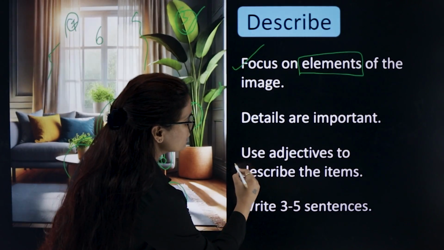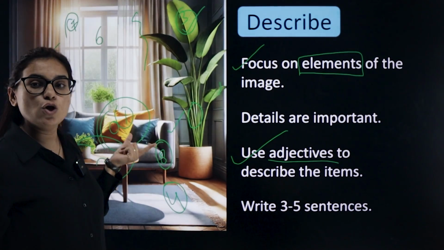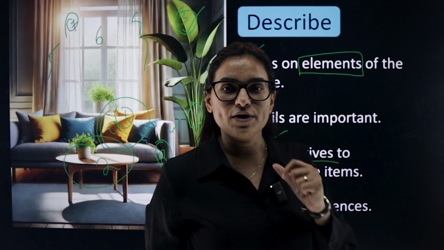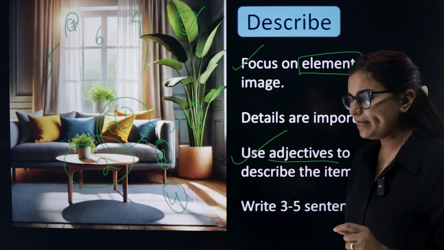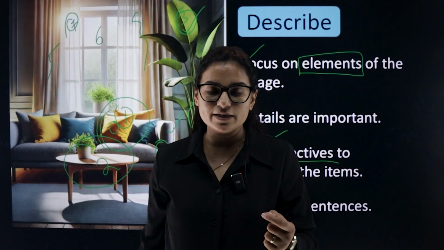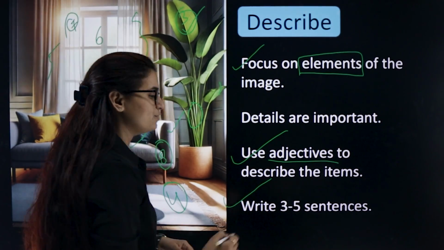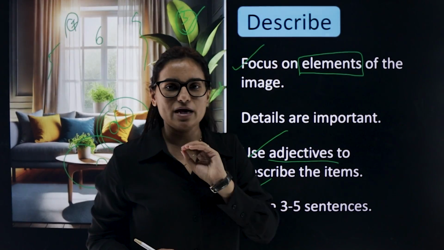Third thing, use adjectives to describe the items. Bright yellow sofa covers. So when I say bright, that becomes an adjective. It's really important that we give a lot of adjectives to describe any event. Lastly, you have to write 3 to 5 sentences to describe this image. I'm going to show you an example as well.